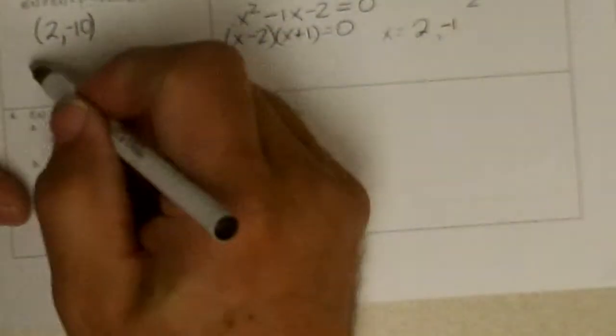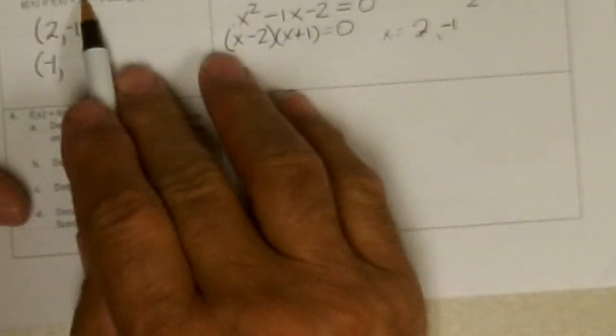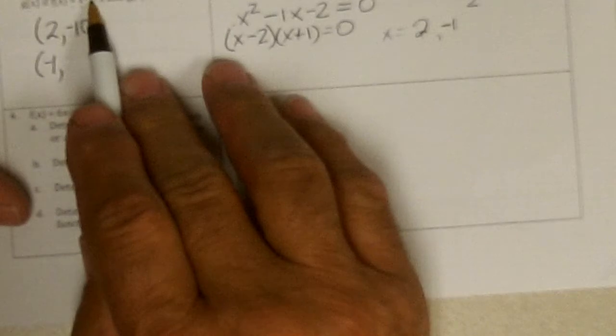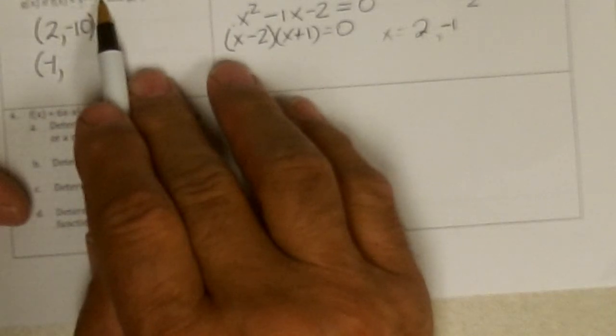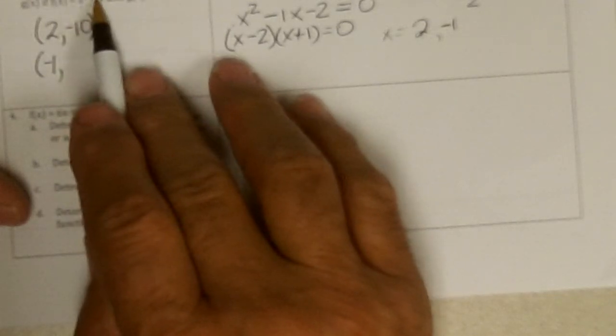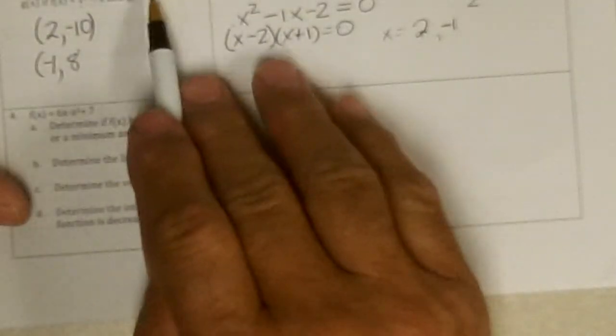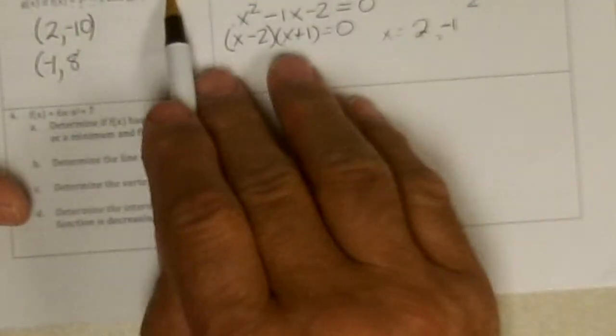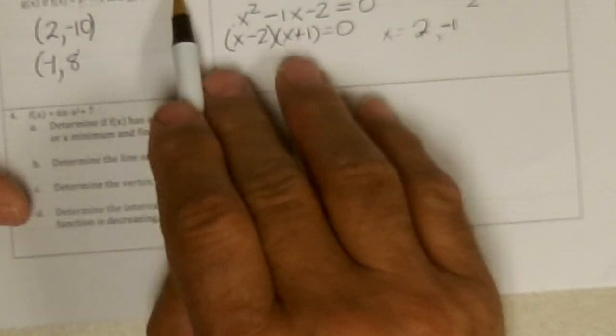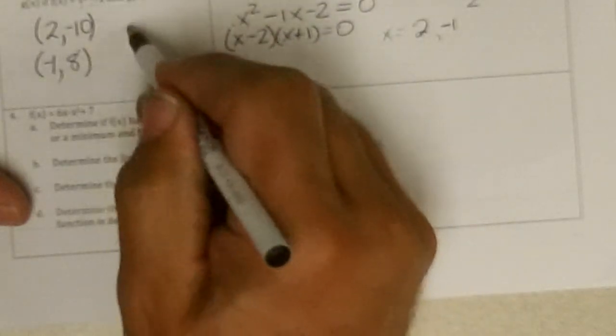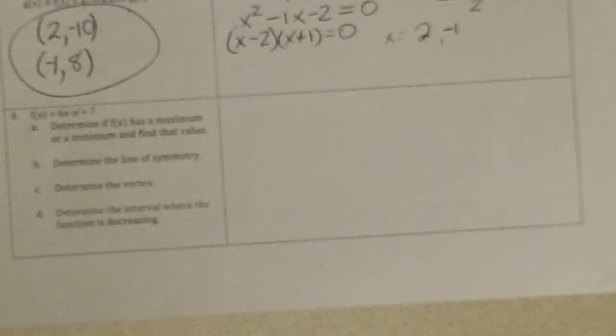They also intersect at -1. -1 squared is 1. -7 times -1 is plus 7. So 1 plus 7 is 8. I should get 8 over here. -6 times -1 is plus 6. Plus 2 is 8. So there are the points of intersection.